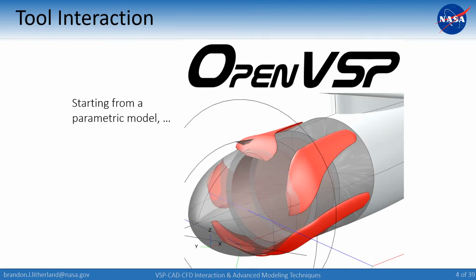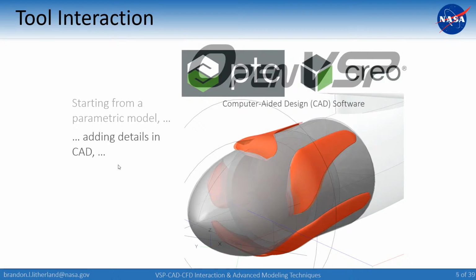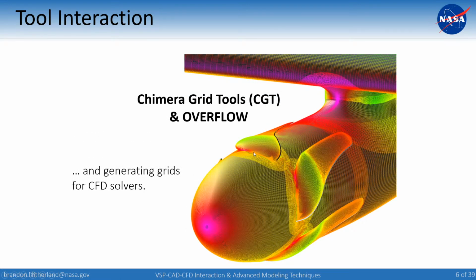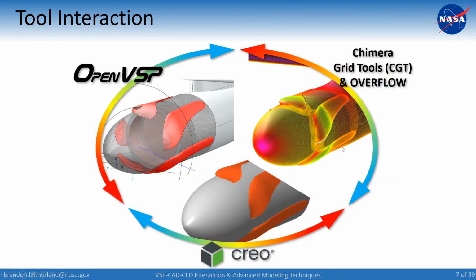So the idea here is that we're starting from a parametric model. We add some details in CAD, and then we get things out and we generate grids for things like CFD solvers. So the idea is that there's this iterative design change among all these different tools, where one is good for one thing and another performs another task very well. Each of these processes is integrated and each tool is used to its individual strengths. So if something is really good at adding detailed features, do it in that tool and then hand it off to the other ones and vice versa.